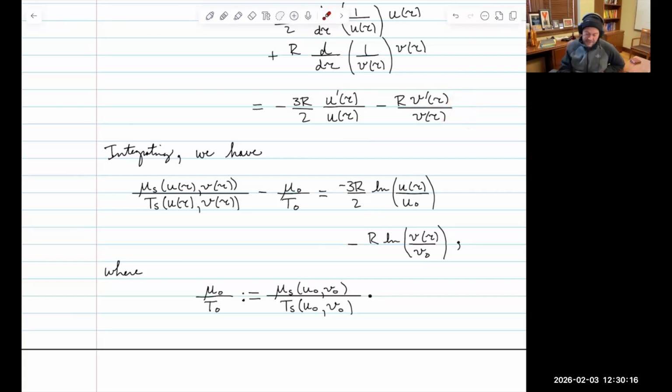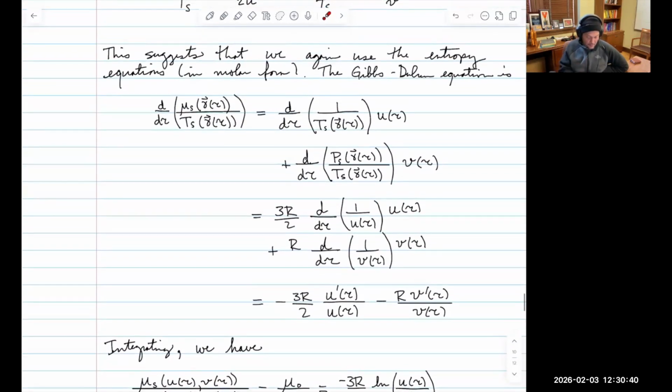What is v naught? What is u naught? It's anything you want, actually. So we're going to call it a characteristic molar energy and a characteristic molar volume. They can be anything that I want. They do have to be positive because I can't take logs of negative numbers. Okay, so introduce those. Now it's still perfect derivatives in sight, and I can take the integral of both sides.